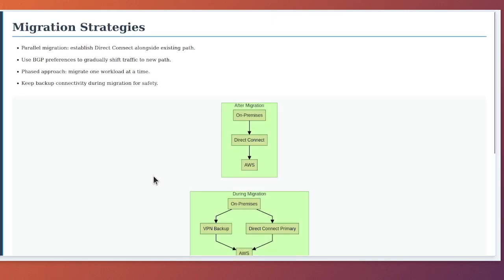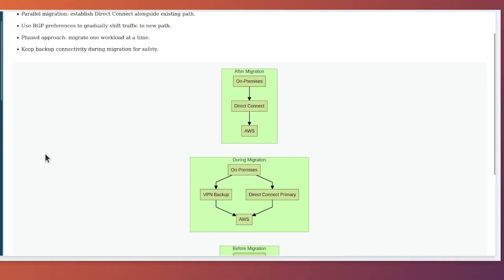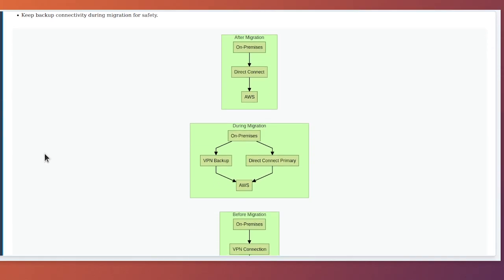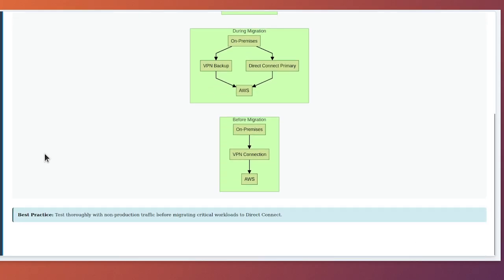Migration strategies. Migrating from internet-based connectivity to Direct Connect, or from an existing Direct Connect configuration to a new one, requires careful planning to minimize disruption. Let me share some strategies for successful migration.